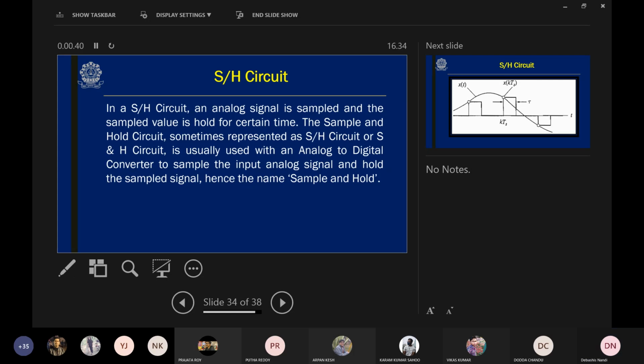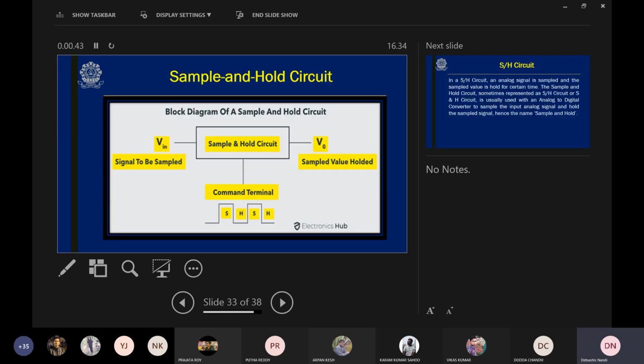Now this is the sample and hold circuit. Sample and hold circuit means the circuit will sample at every Ts time interval, and it will hold after sampling at a particular time instant. It will hold the value, or the voltage of the signal, for a certain duration, and this duration can be controlled by another timing circuit or another clock applied to the sample and hold circuit.